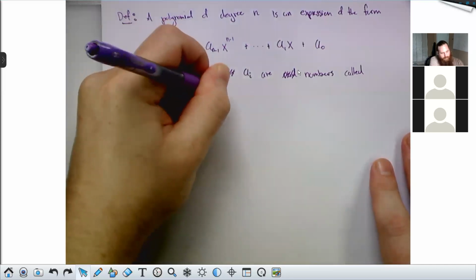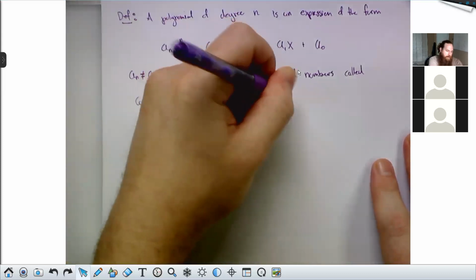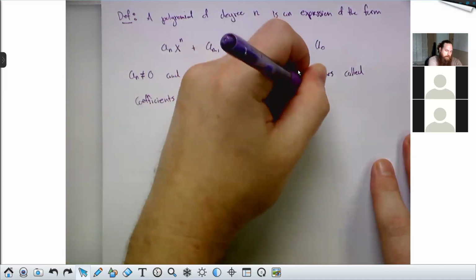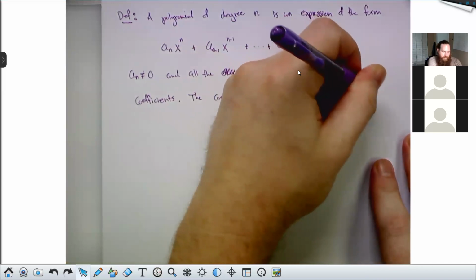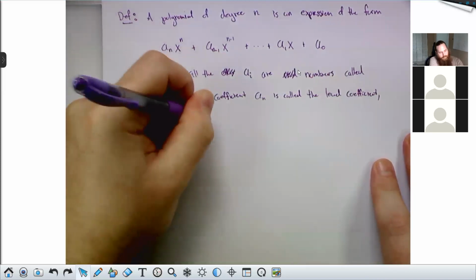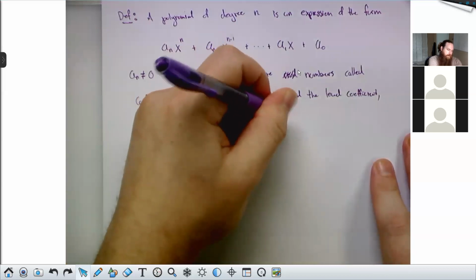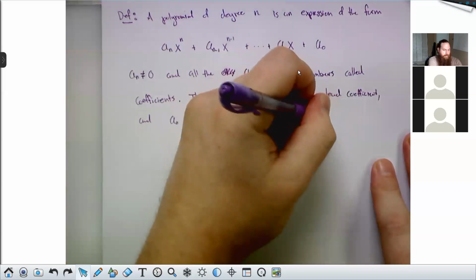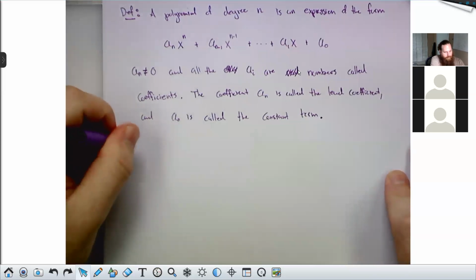The coefficient a_n is called the lead coefficient. And a_0 is called the constant term. Okay, so that's the full grown-up definition of a polynomial. And we'll look at some examples to make sure we're comfy with the naming conventions.